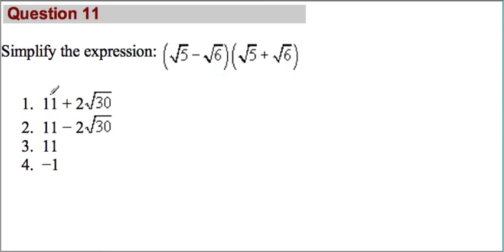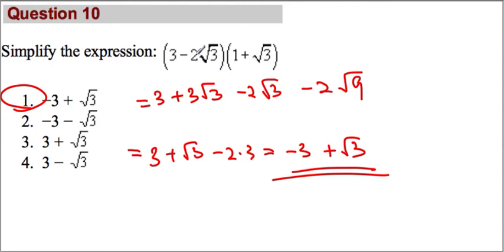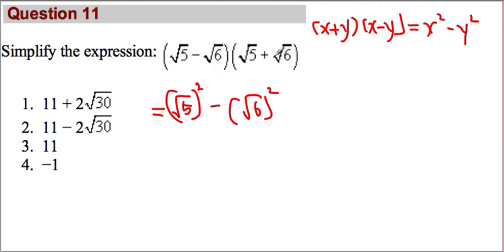Number 11, same way as before. Now, since this one is a conjugate pair, if you remember, x plus y times x minus y, you see exactly the same thing except the sign in the middle. Then what we can do is first one squared minus second one squared. You could apply this idea here, then we end up getting square root of 5 squared minus square root of 6 squared. You see, earlier we weren't able to do it because those were not conjugates. They're not the same values multiplying to each other. On the other hand, these were, except the sign in the middle. So therefore our answer is 5 minus 6, which is equal to negative 1.